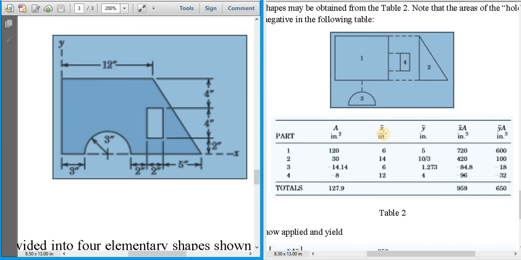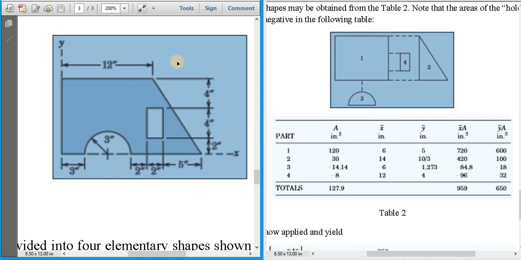Ayun. Class, again. Di ba yung sabi ko kanina? X bar, kapag X bar is with respect to Y-axis. Kapag Y bar with respect to X-axis. Gets? At saka take note, kapag yung area na yun or yung shape na yun is yung center of gravity is hindi siya nasa origin, make sure to add yung points na hindi siya na-add.